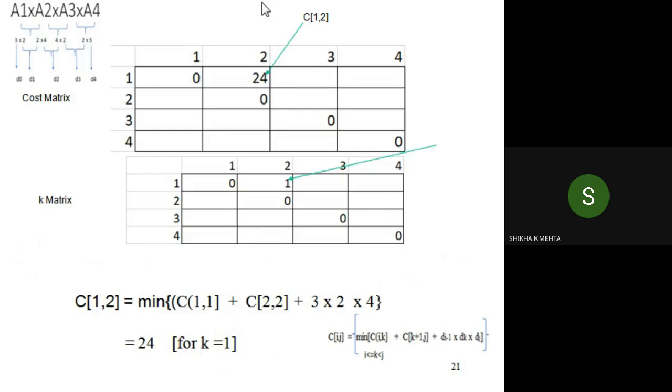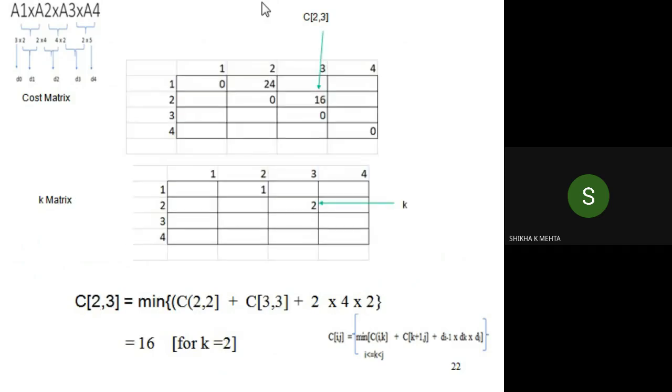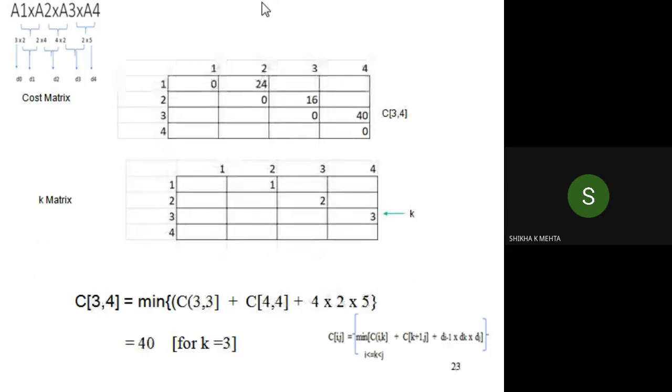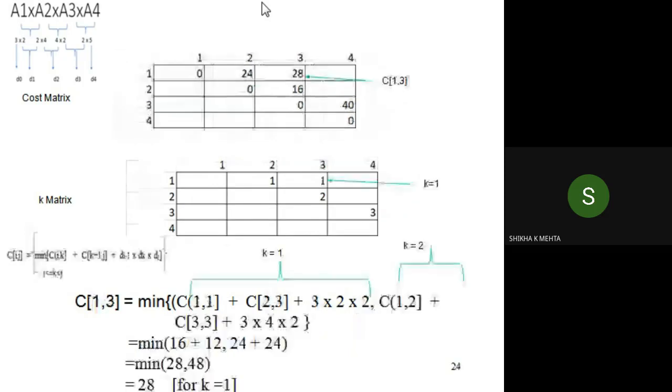C12 in the K matrix, we have filled the value k is equal to 1. Similarly, for 2, 3, we have filled the value k is equal to 2. Similarly, for 3, 4, where we have done the computations, k is equal to 3. So we are filling the k matrix, which is basically going to be used for the parenthesization. Now the next values.